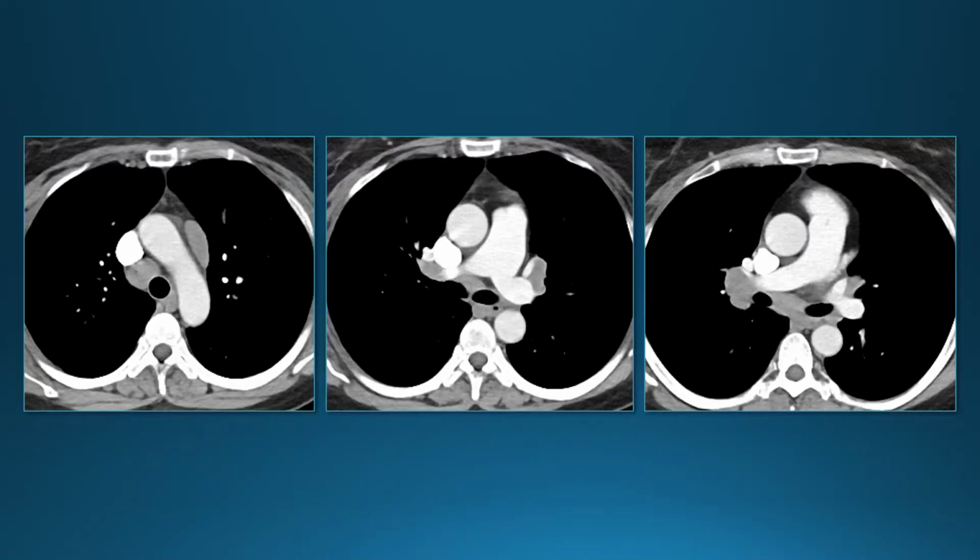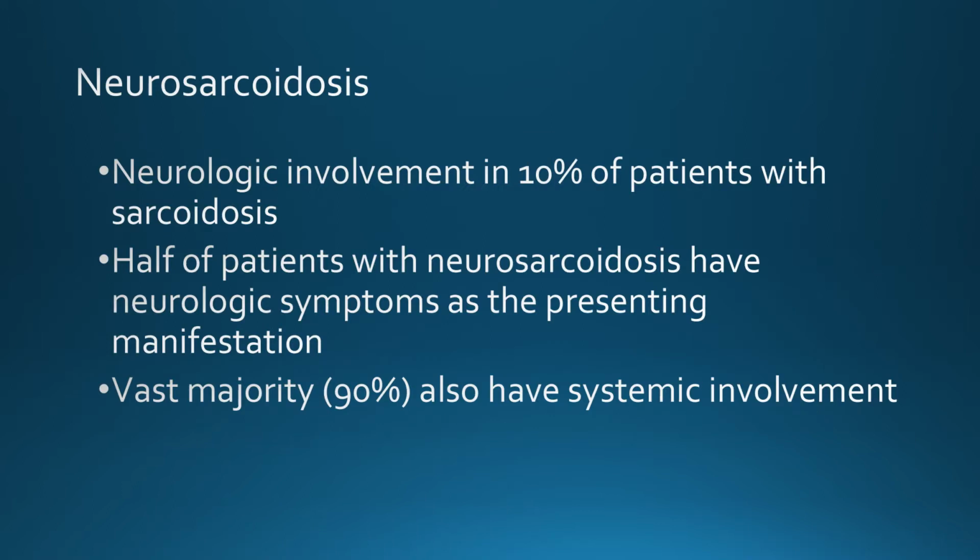Patient had a CT of the chest, showed bilateral hilar and mediastinal lymphadenopathy. And of course, the diagnosis here is neurosarcoidosis. So we see neurologic involvement in about 10% of patients with sarcoidosis. About half of the patients with neurosarcoidosis have the neurologic symptoms as the presenting manifestation. Although even the ones who present with neurologic symptoms, most of them also have systemic involvement.